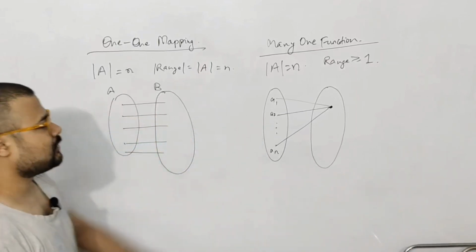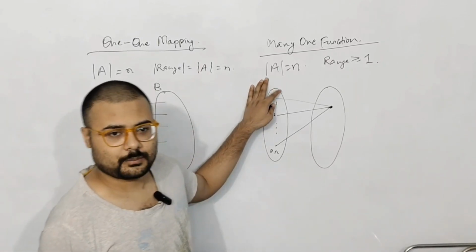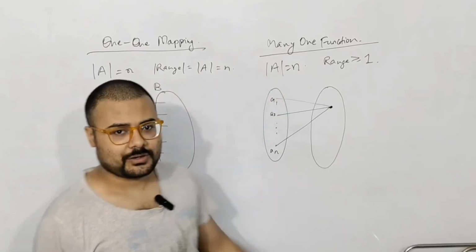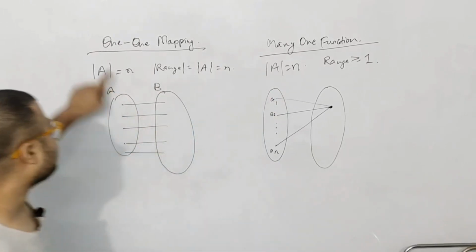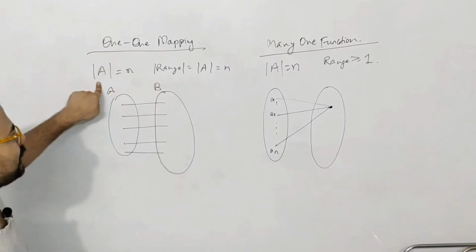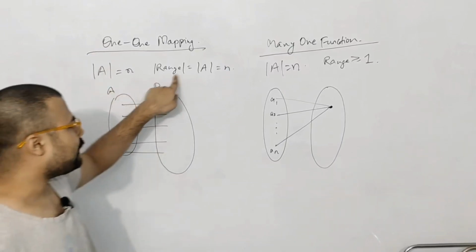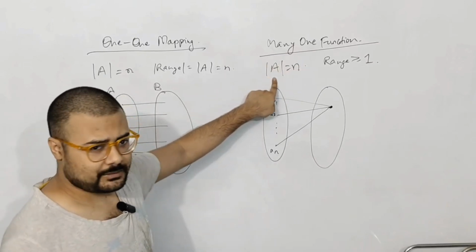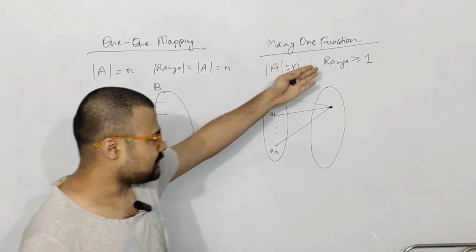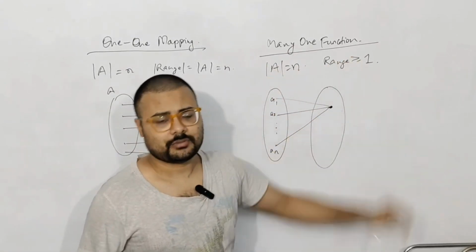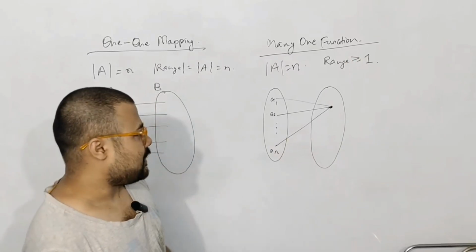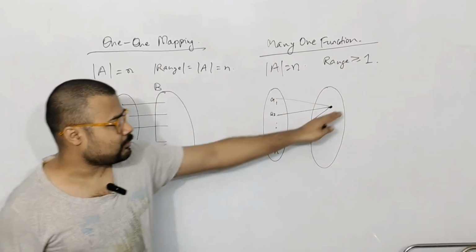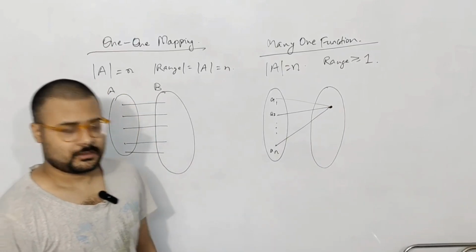Now, this is when your domain is given to you. Number of elements in domain is given to you. Then what is the number of elements in the range? So in case of 1-1 mapping, if number of elements in A is n, the number of elements in range is n. In case of many-one function, if number of elements in A is n, range can be anything greater than or equal to 1. And when range is equal to 1, then it means all the elements are mapped to just one element.